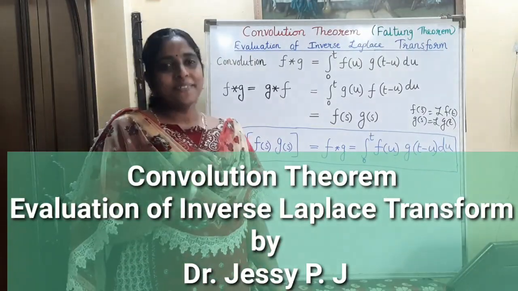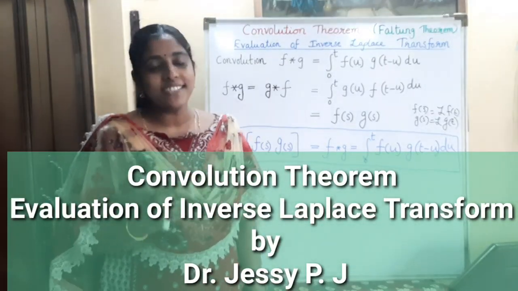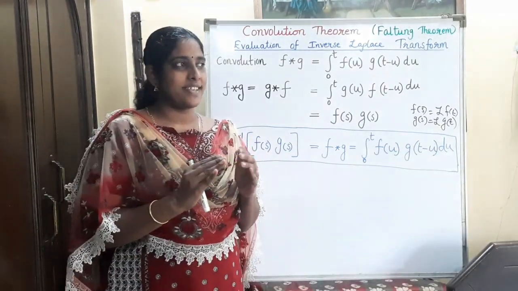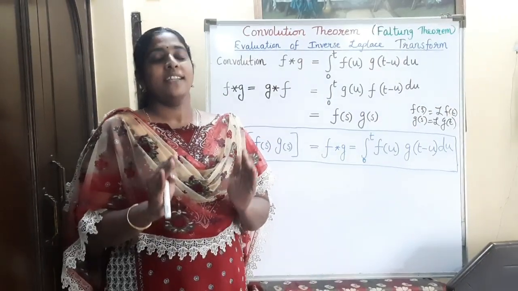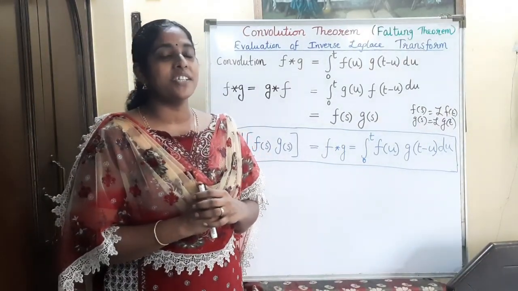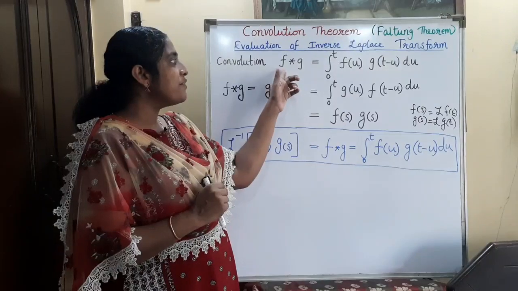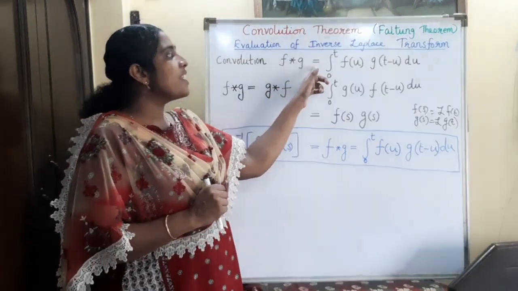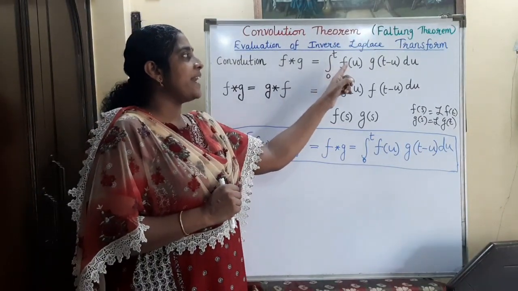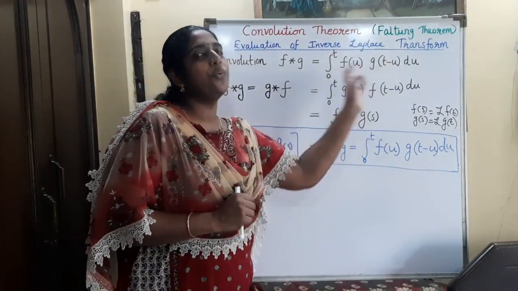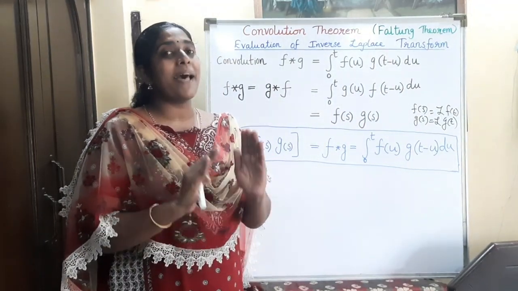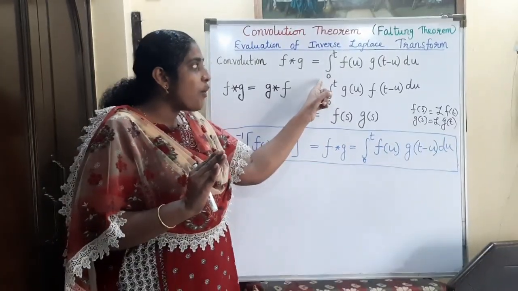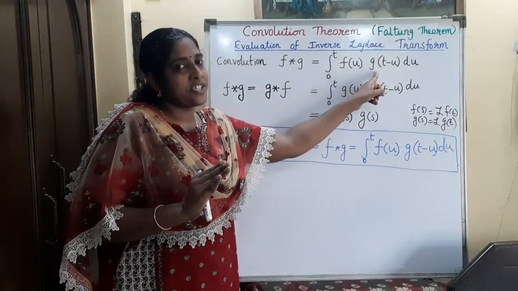Hi all. Today we will discuss the convolution theorem in Laplace transform. We have two functions f of t and g of t. The convolution of these two functions is defined as f star g, where the star symbol denotes the convolution process, is equal to integral 0 to t f of u g of t minus u du. That is, it is a mathematical operation which includes the integration of the product of the two functions.